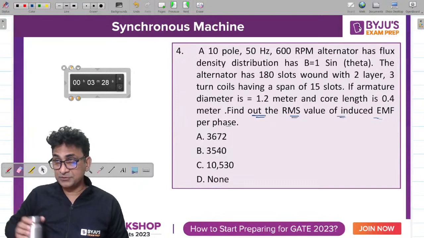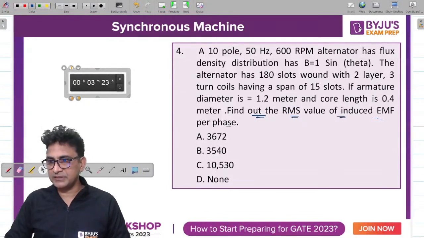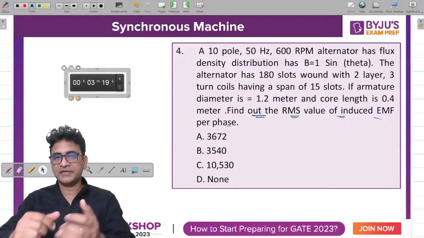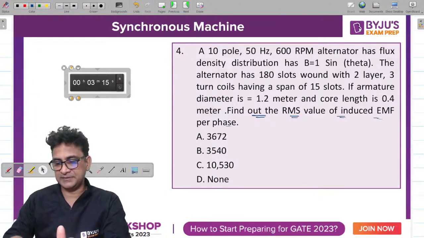Because most of the students every time use the pitch factor and the distribution factor, which is the wrong thing, because a single conductor does not have a distribution factor and the pitch factor, and the coil does not have the distribution factor.